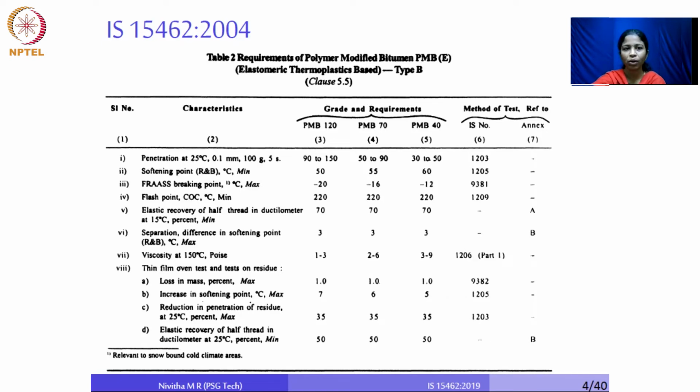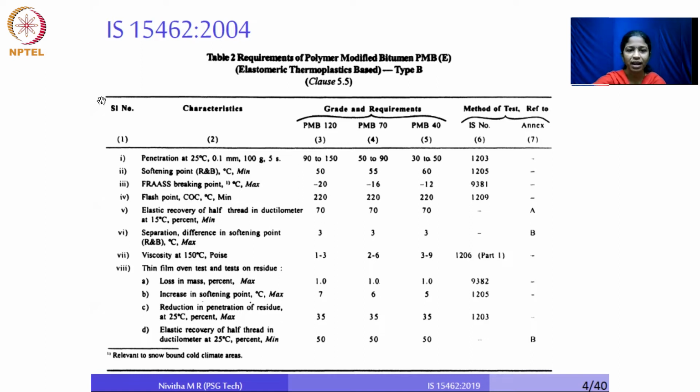But then when the newer code came, the 2019 version came, it was split into 2, right? The IS 15462 code focused only on polymer modified bitumen, both elastomer and plastomer modified bitumen, and the natural and crumb rubber modified bitumen were addressed in a separate code. It is IS 17079. I had discussed about it in my previous lecture as well. So here for today's discussion, we are only going to consider the elastomer and plastomeric modified bitumen. So we are going to deal with the 15462 table 1 and table 2 and the newer 15462:2019 code.